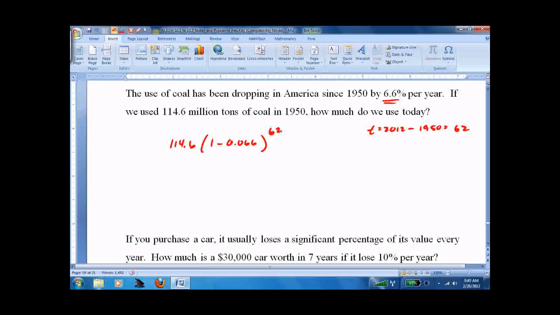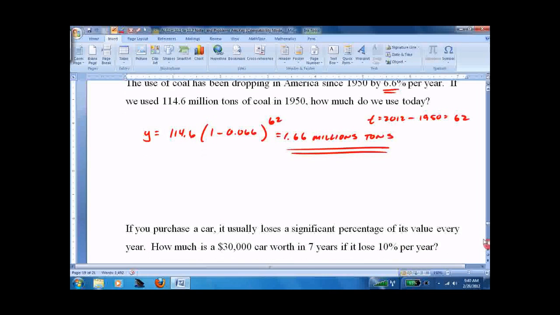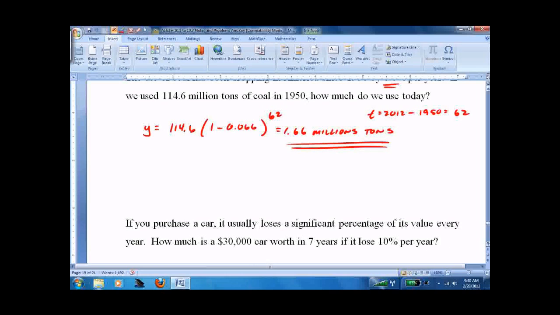So be careful when you put this in your calculator. You might want to use parentheses. And if we crank it out, we get 1.66 million tons per year. I'd be very curious if that is accurate. I know that we've actually been using a bit more lately, but at the same time, natural gas is becoming very popular. So that is exponential decay. Things drop off rapidly, but they don't completely vanish.